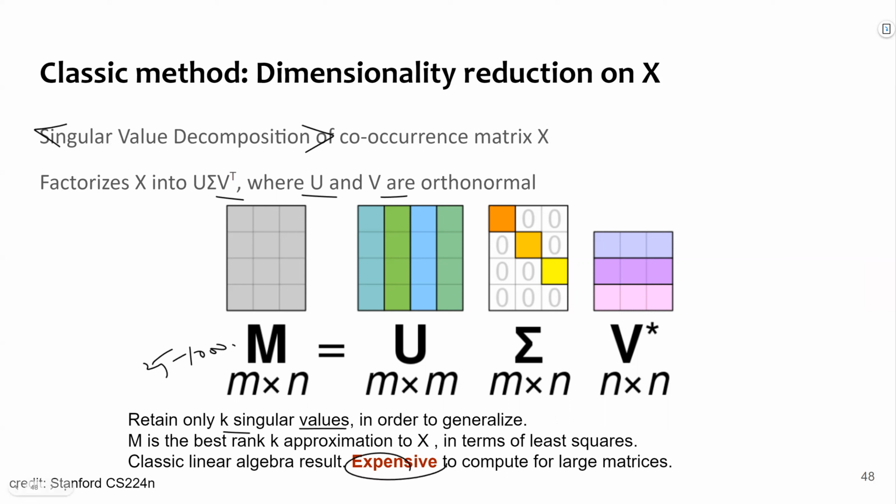And what I mean by retaining only k singular values is like this. In this case, we only retain 2 values. So originally it was 4 dimensions, but it becomes 2 dimensions. And we keep only 2 singular values, here 2 dimensions like this.